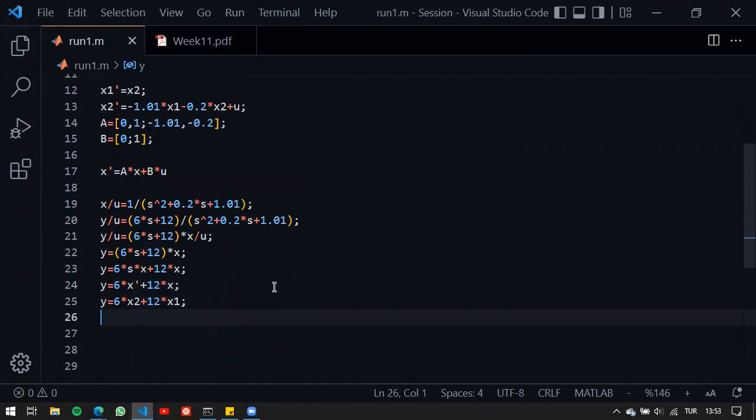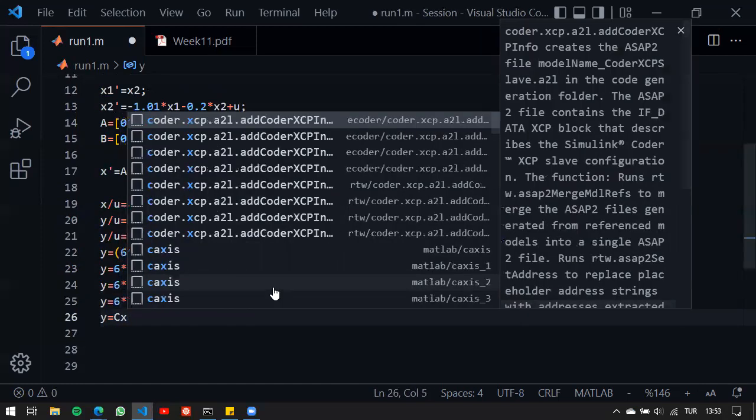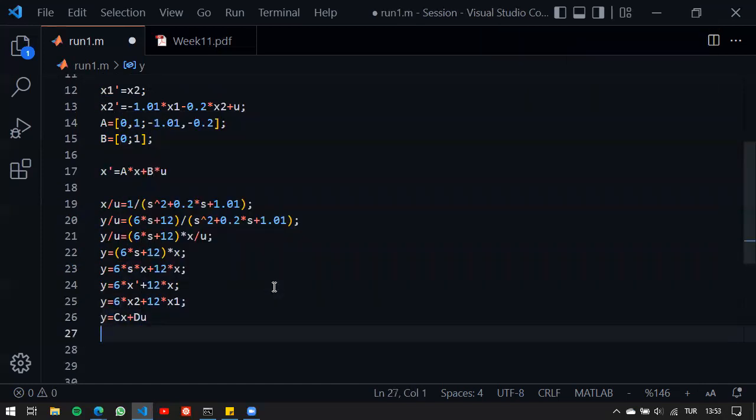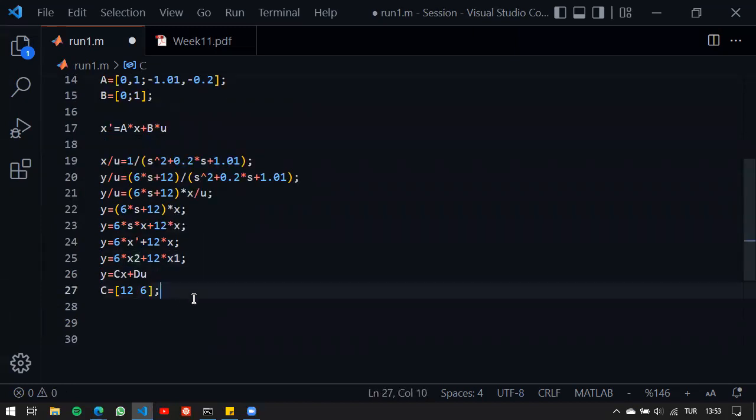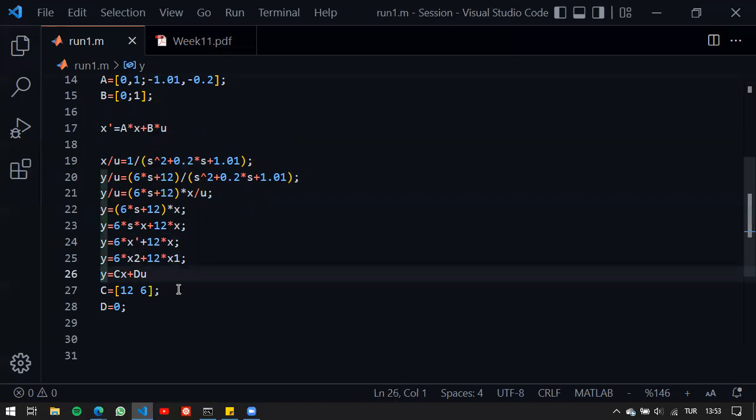And that's basically it. And if I want to use the expression cx plus du, if I'm going to define c and d, c would be equal to 12 and 6. Keep in mind that x1 comes first and x2 is the second part. And d is equal to 0 because there's no direct term here. So if I would have ended up with something like plus u, I would have just chosen d equals 1, but that's not the case for this.